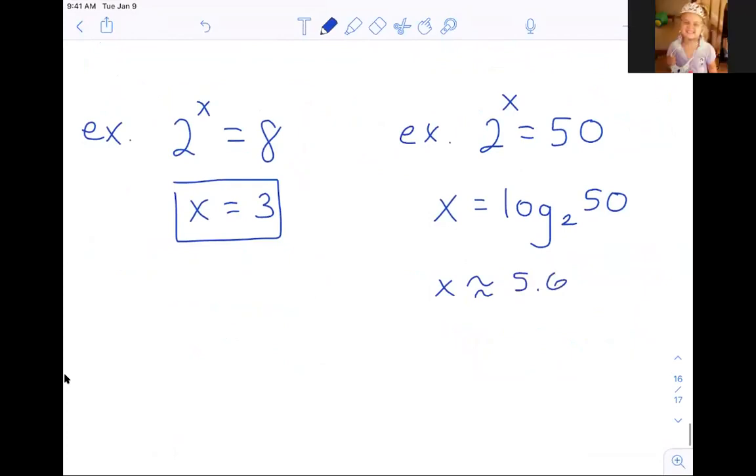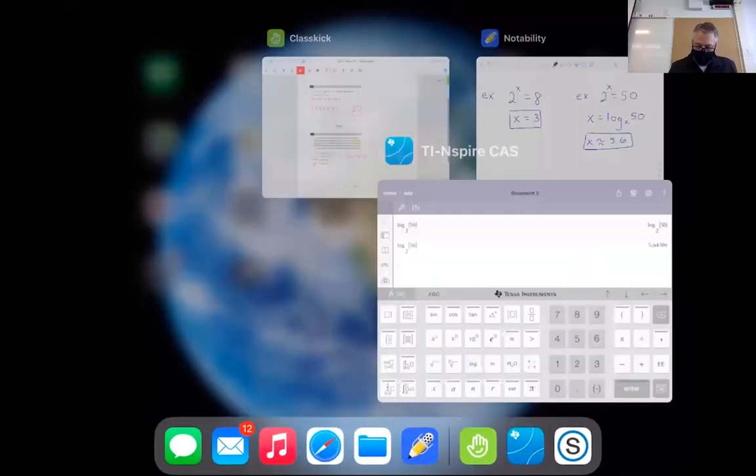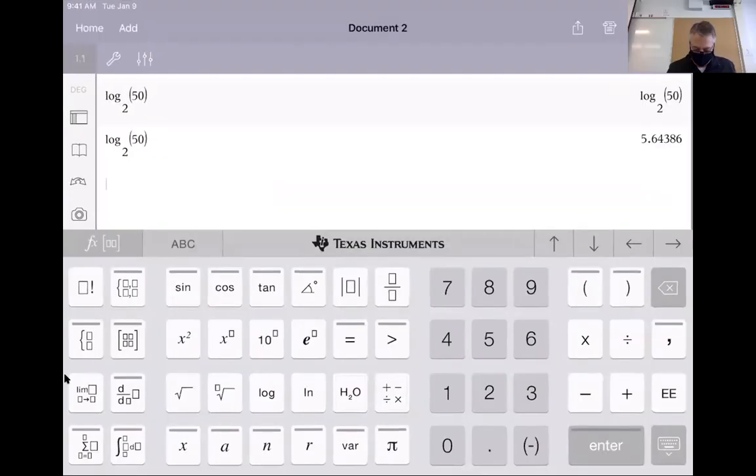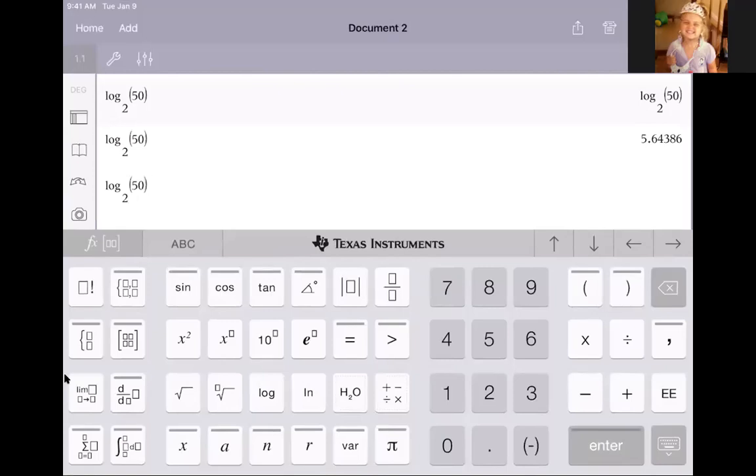Wait, how'd you get that, like log 50? Yep. All right. You're using the app, right? Yeah. So on the app, in the third row down here, there is a log button. See that? And if you hold that, then it's going to give you 2 boxes to fill in. So I just fill in 2 into the first box, and you can touch and fill in the 50 in the second box.